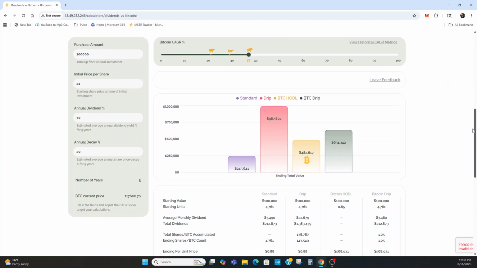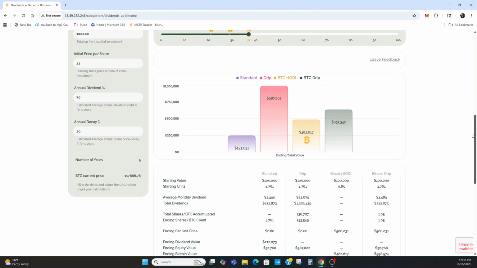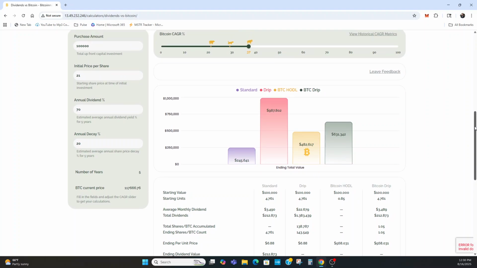So the first thing you'll notice here is the bar chart for these scenarios. You've got standard in purple, you've got drip in this red color, you've got Bitcoin HODL in orange, and you've got Bitcoin drip in green. So based on just the chart data alone, it looks like the drip scenario is going to produce the best results based on our inputs.